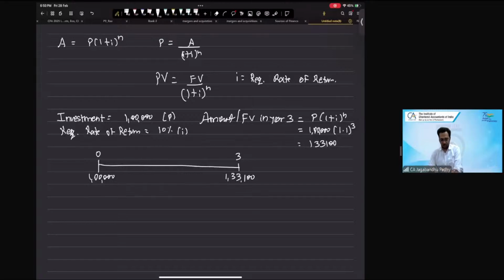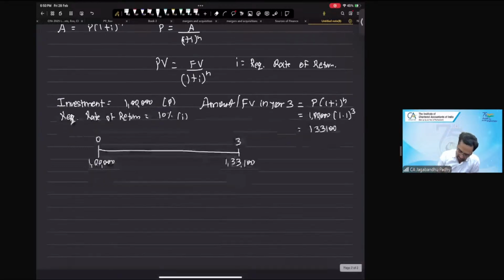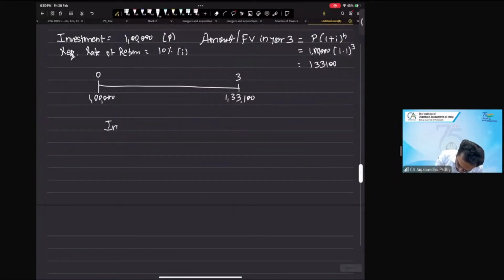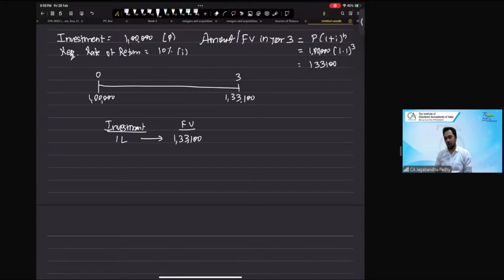If 1 lakh is the amount of investment in year 0, that's going to be 1,33,100 in year 3. Correct? So I'm going to invest 1 lakh today to get 1,33,100 on a future date. Are we clear with this? So we need an investment of 1 lakh for a future value of 1,33,100.